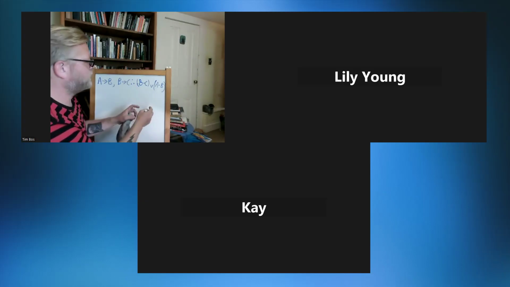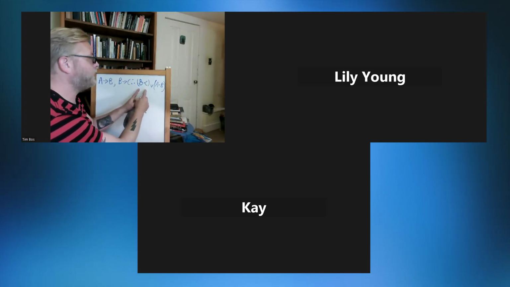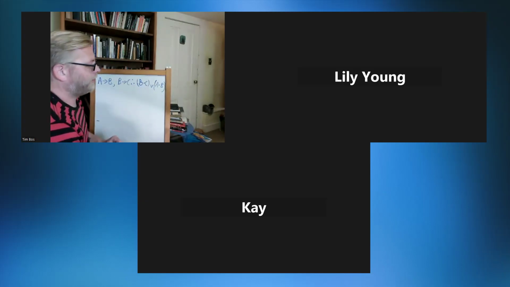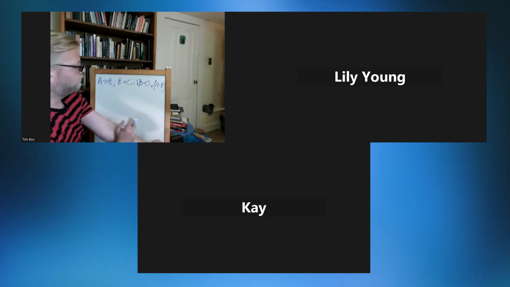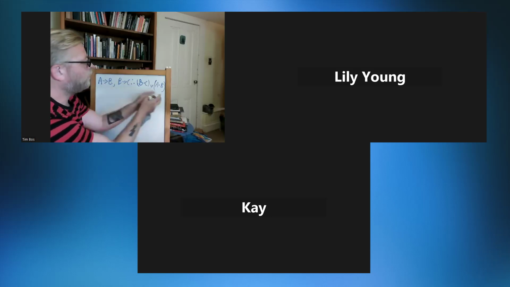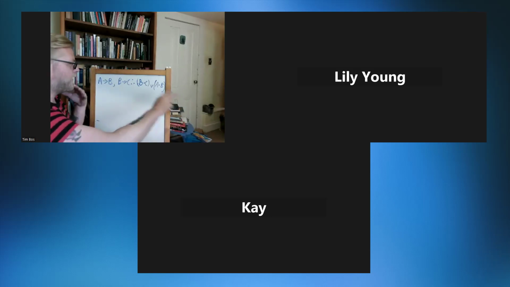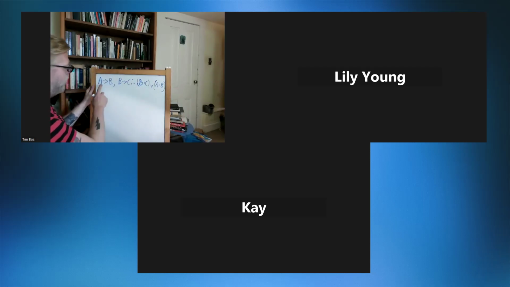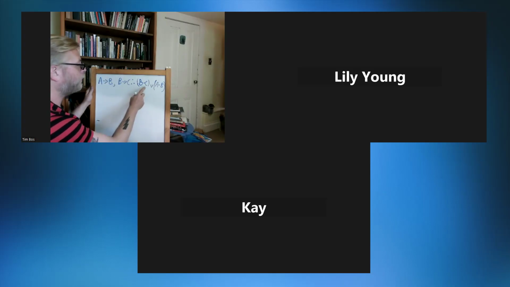Right? The disjunction says either B and C or A and B. So either B and C are both true or A and B are both true. So this argument is telling us that if both of these conditionals are true, then we can conclude that either B and C are both true, or we can conclude that A and B are true.